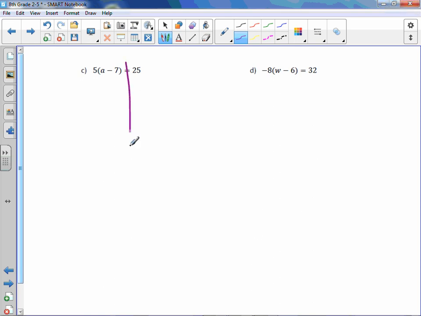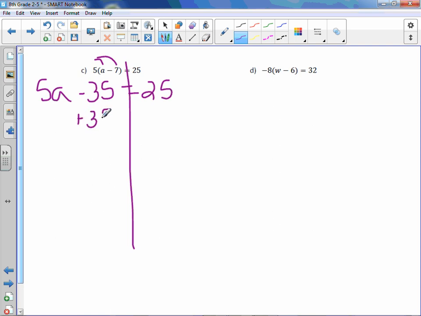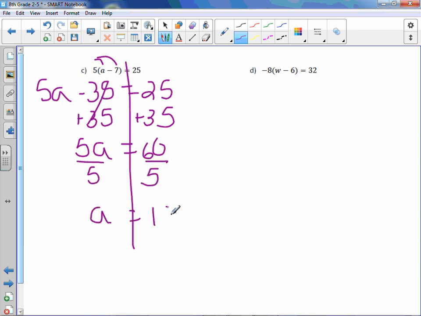Letter C. Distribute the 5. 5a minus 35 equals 25. Add 35 to both sides. 5a equals 60. Divide by 5. A equals 12.